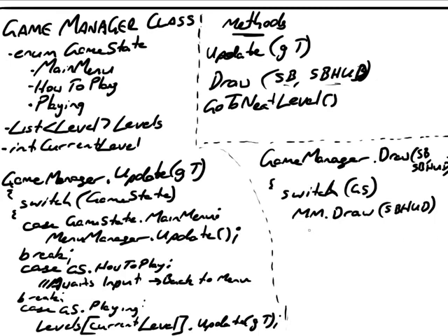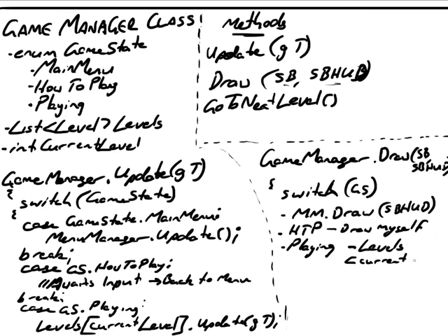Next one is the how to play screen, which is actually done right here. How to play doesn't get passed anywhere. It draws its own thing. Draws itself from within the game manager. And then the playing, which does levels, current level, dot draw.